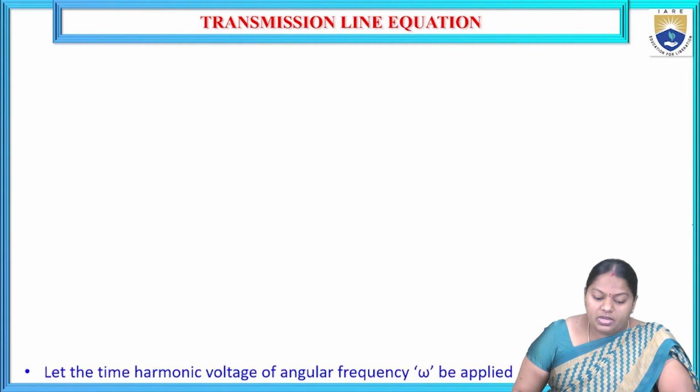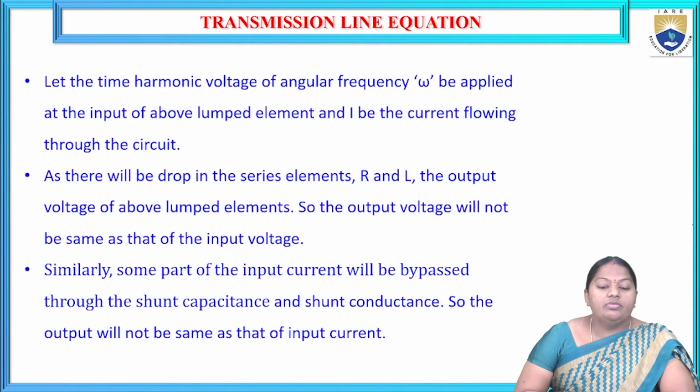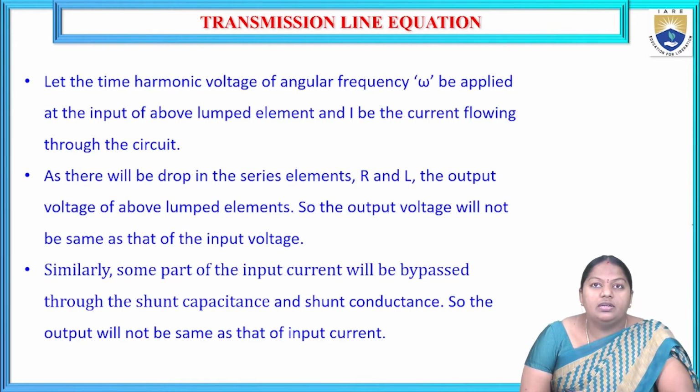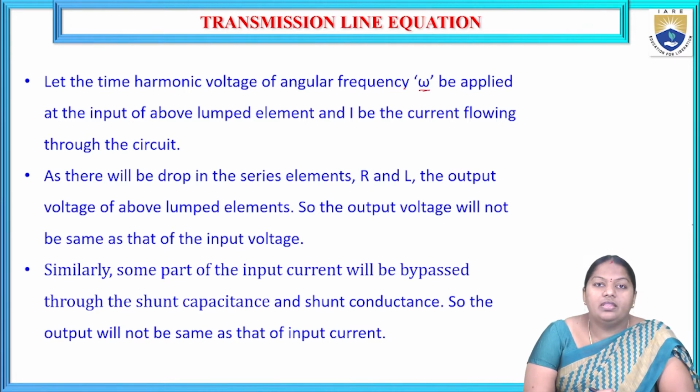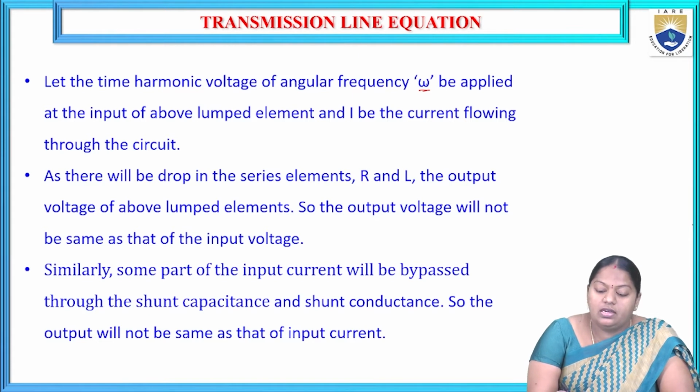From this circuit, we are going to derive the mathematical equation for the transmission line. First, let a time harmonic voltage of angular frequency omega be applied. If we consider a length of the transmission line, there must be changes in the frequencies along with the amplitudes. So let the harmonic voltage of angular frequency omega be applied at the input of the above lumped element.